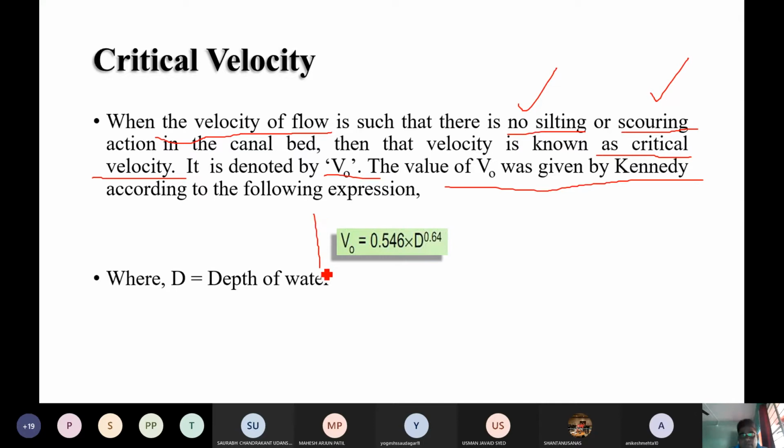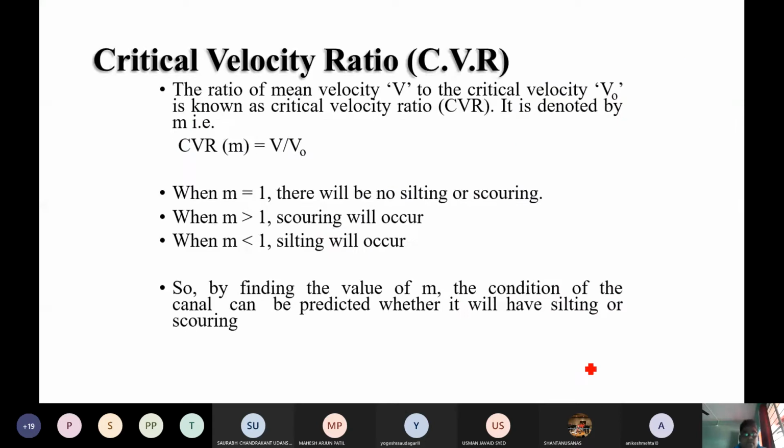Please remember this formula: V0 is equal to 0.546 into D raised to 0.64, where D is the depth of the water. Then CVR is a very important parameter, M. According to that, you have to identify the features of the canal. So the CVR is nothing but the critical velocity ratio.